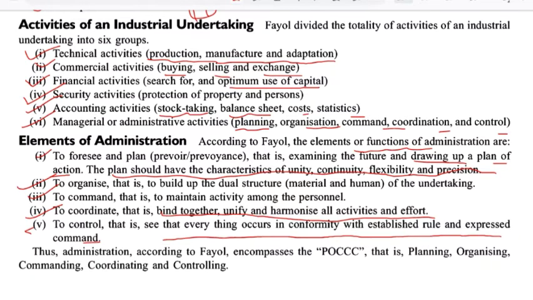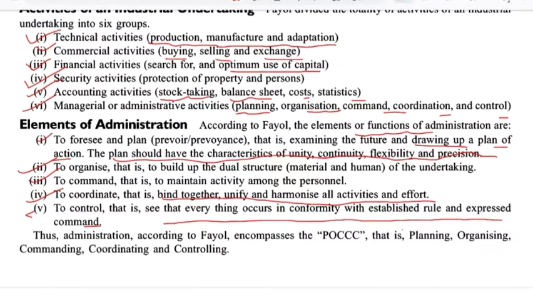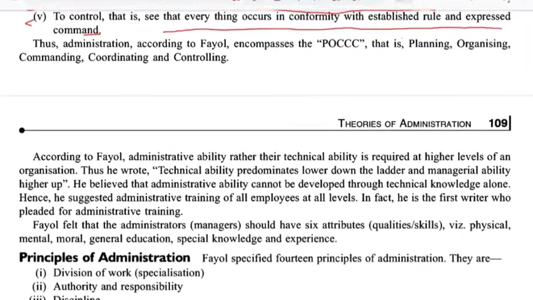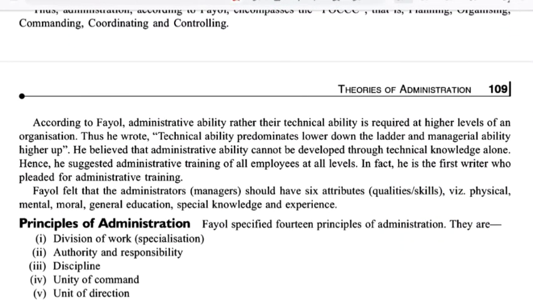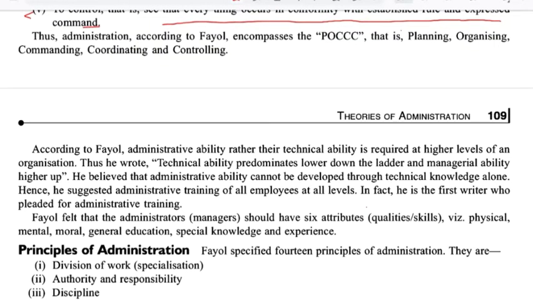The administration, according to Henry Fayol, encompasses POCCC, that is planning, organizing, commanding, coordinating and controlling. I will make a separate video on all these things such as planning, organizing, commanding, coordinating and controlling.